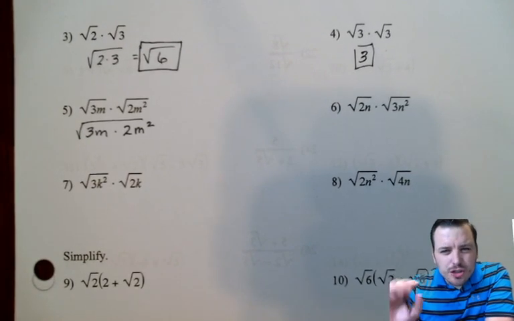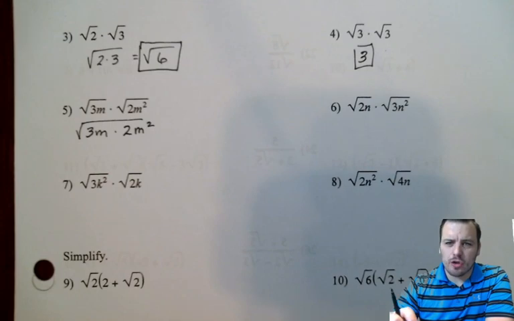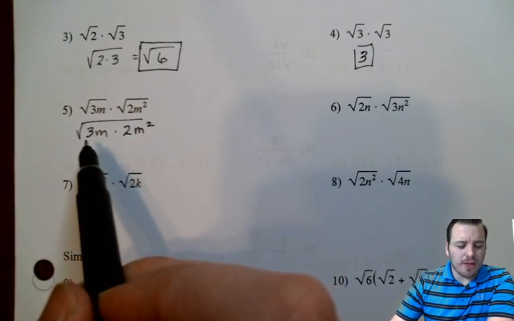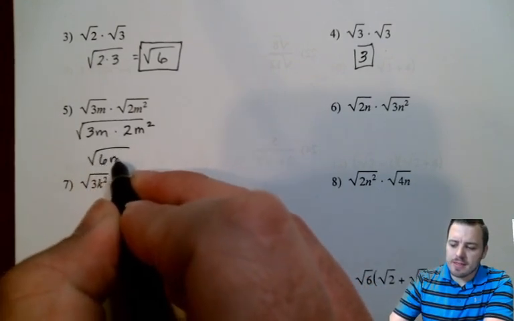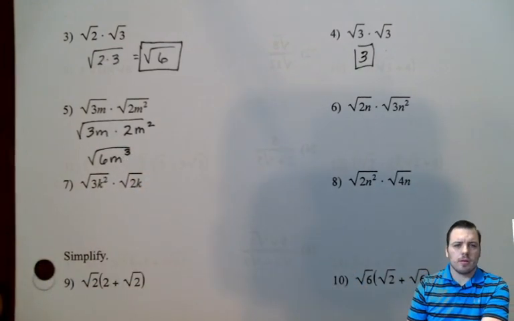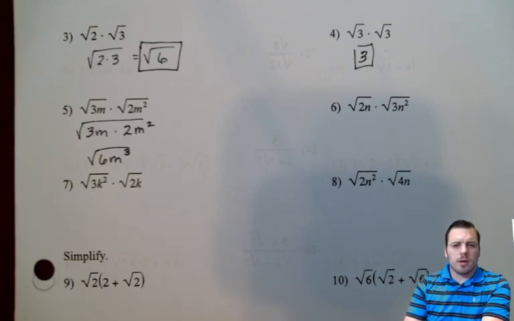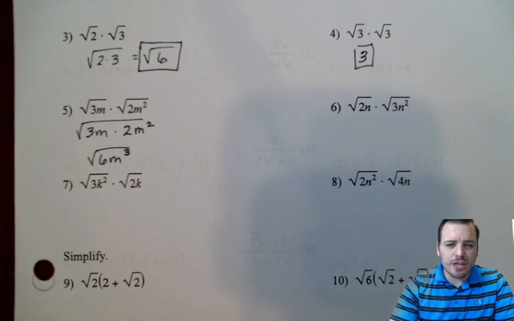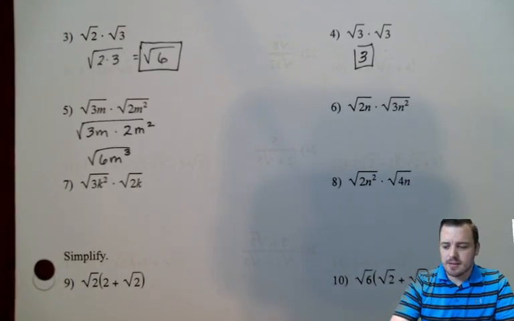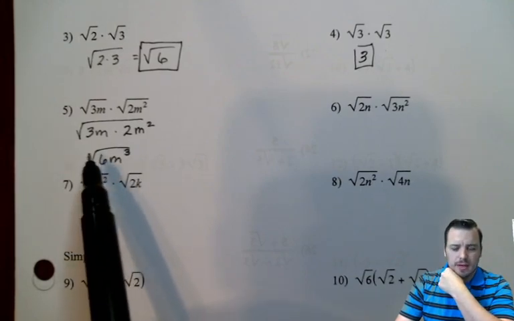Now this is where it gets just a little bit tricky, but I think you guys will see this pretty quick. When I multiply 3m times 2m squared, you would know that gives me 6m cubed. Now that appears to be our answer, but there's an issue: there's a squared with a radical. So watch this.